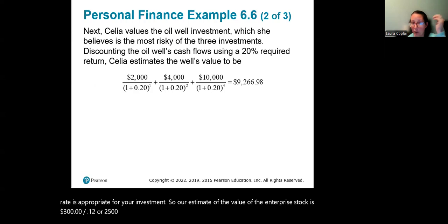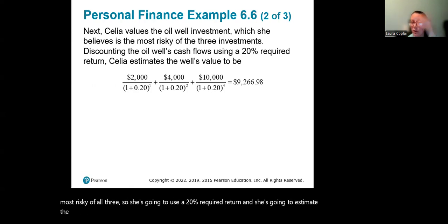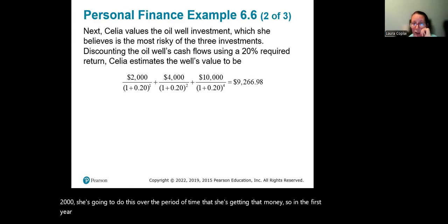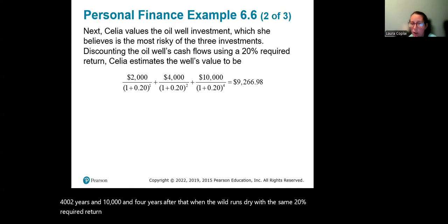So now she's going to value the well investment. She believes it's the most risky of all three, so she's going to use a 20% required return. She's going to do this over the period of time that she's getting that money. So in the first year, she gets 2,000, 4,000 in 2 years, and 10,000 in 4 years, after which the well runs dry, with the same 20% required return for each of those. So the value of the well is 92.6698.